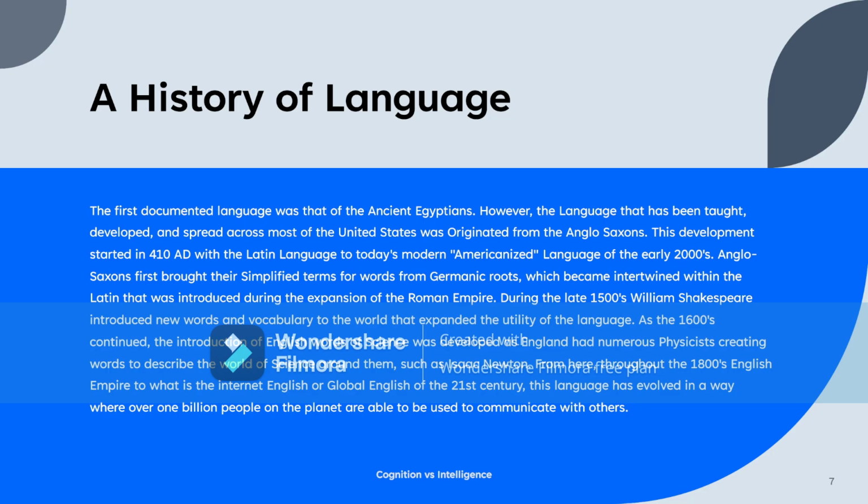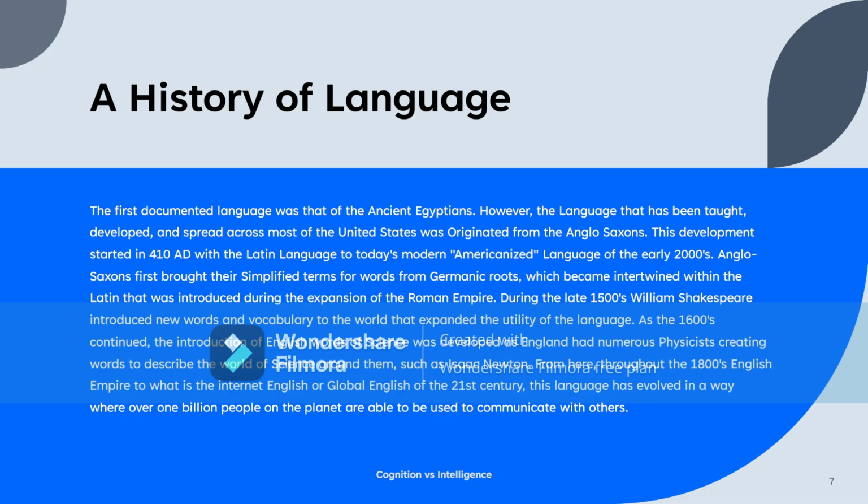For the Anglo-Saxons, they brought their simplified terms, as we described before, which were intertwined with that of the Latin language. Latin language, Jutes, came from more of the Roman Empire during that expansion. From there on until the late 1500s, language remained the same, aside from the Norman expansion. We'll talk about that at a different time. In the 1500s, William Shakespeare introduced new words and vocabulary to the world to expand the utility of the language, being able to convey different thoughts, feelings, passions.